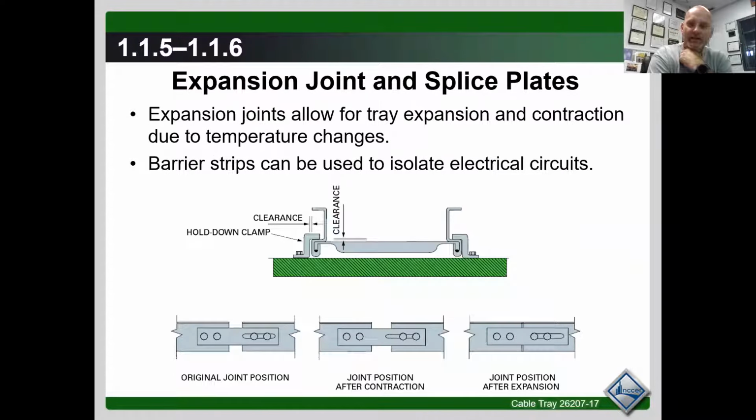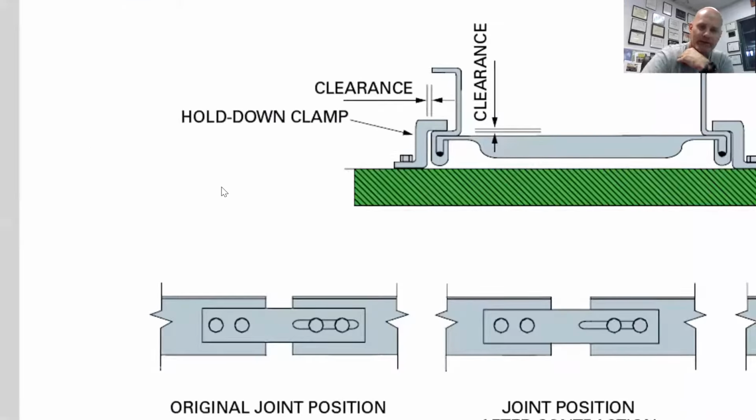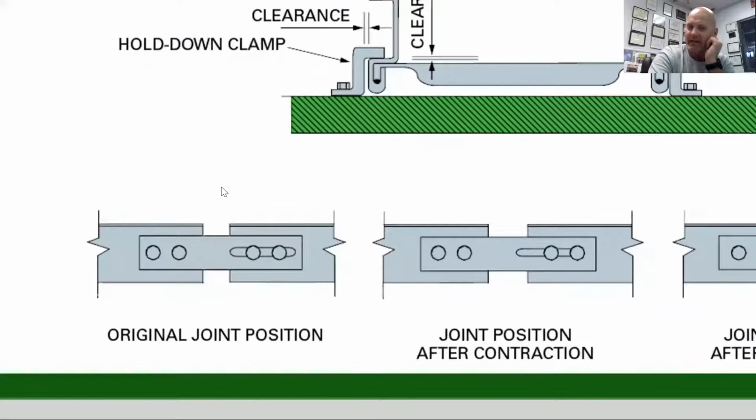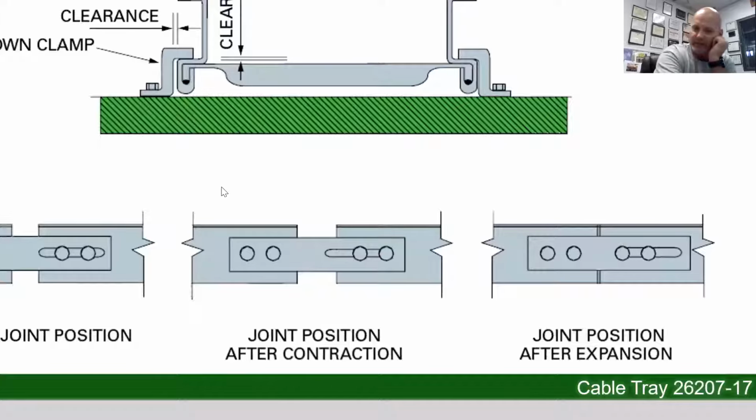Expansion joint and splice plates. If we're going to connect multiple plates together, we have to make sure that we put in the proper splice. This is looking at it from a side view right here. We're actually adding plates across there to connect them together, and obviously this one here after the expansion and so forth.